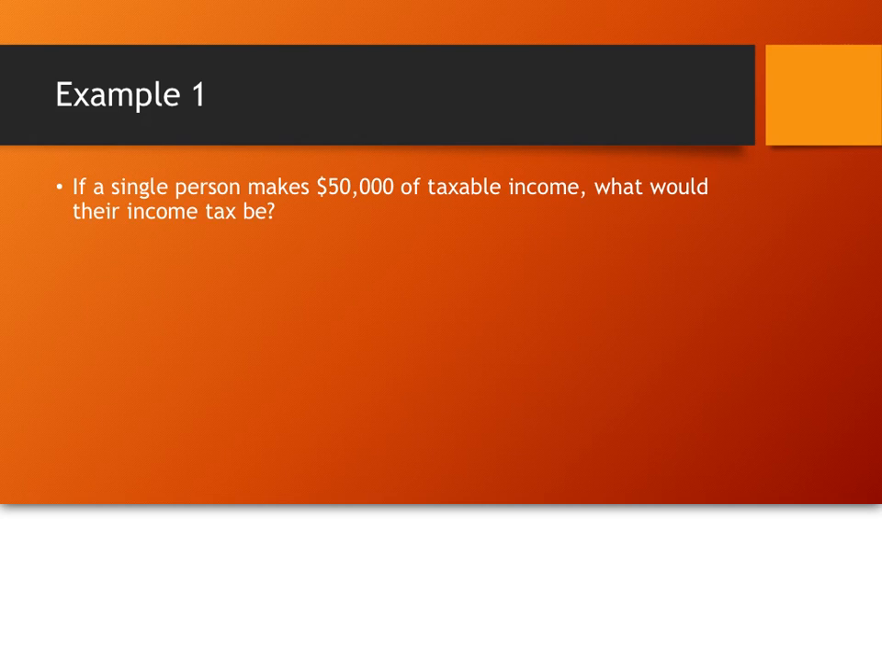All right, so you're going to need, again, the guided notes, the tax brackets. You're going to have to refer to that a lot. And by the way, on the test, I'm going to provide those tax brackets for you. Those are obviously things you do not have to memorize. So, in this example, a single person makes $50,000 of taxable income. And we ask, what would their income tax be?